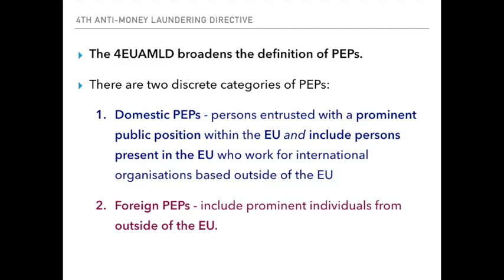I mean, how do you know what's a PEP and what's not a PEP? Now, the upcoming Fourth EU Anti-Money Laundering Directive broadens the definition of PEPs into two discrete categories. One being domestic PEPs, persons entrusted with a prominent public position within the EU, and includes persons present in the EU who work for international organisations based outside of the EU. And secondly, foreign PEPs, which include prominent individuals from outside the EU. Okay, so we're used to the foreign PEP side of things.